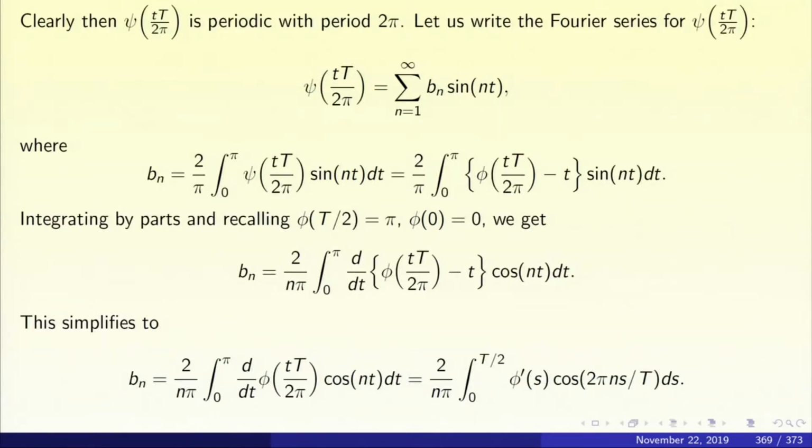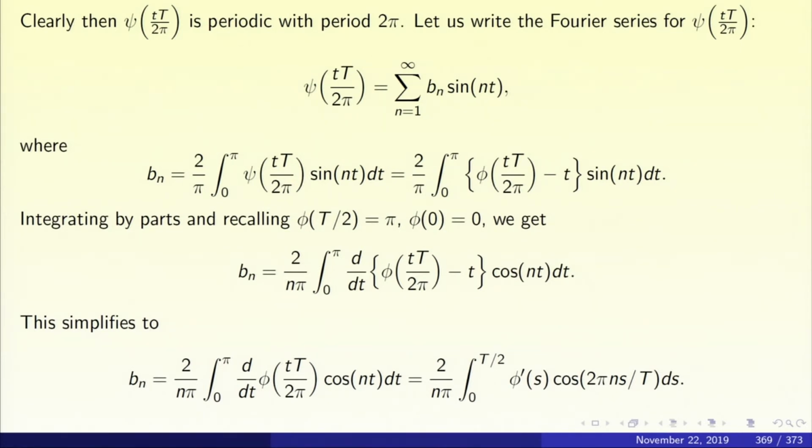So now psi of t times T upon 2 pi is periodic with respect to period 2 pi. So now we are in business. And we have got a 2 pi periodic function which is very smooth and an odd function. So what will be the Fourier series? It will only have sine terms, it will not have cosine terms, because it's an odd function.